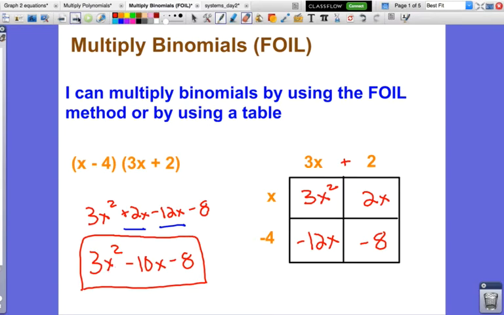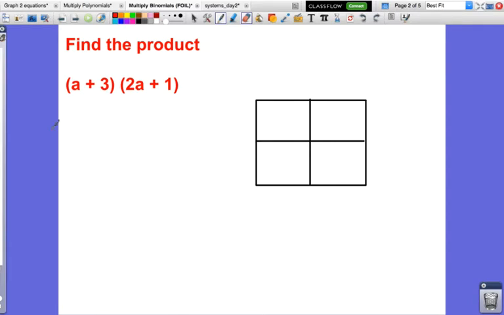Okay, let's look at another example using a table. So I have a plus 3. Because it's in parentheses, I'm multiplying all of this by everything inside these parentheses, 2a plus 1. So I'll put a plus 3 on the top here, and then I have 2a plus 1 here. So here's my table. Again, I could have had 2a plus 1 on top, a plus 3 on the side. It wouldn't matter.